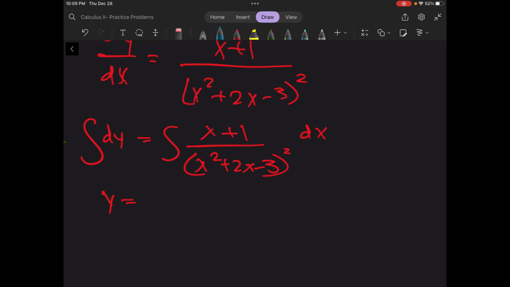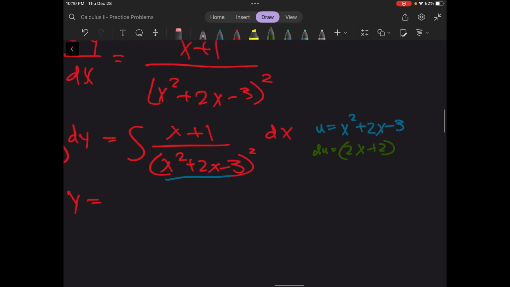We're going to need a substitution, obviously, but what should u be and what should du be? Well, let's see, I think u should be the inside function of the composite function. So we can see the composite function is here, and of course this is the inside function. So x squared plus 2x minus 3 would be u, and the derivative of that would be 2x plus 2 with respect to x.